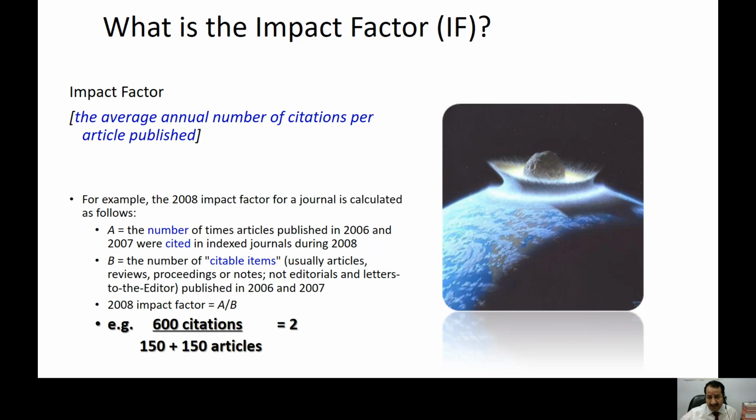Let's say in 2006, 150 papers have been published, and in 2007 another 150. So when I divide A over B to find the impact factor, I would say there are 600 citations in 2008, divided by the number of articles in the last 2 years, 2006 and 2007. It will be 600 over 300, which is 2. So 2 is the impact factor. As the impact factor increases, it means this journal has a good reputation and good quality.